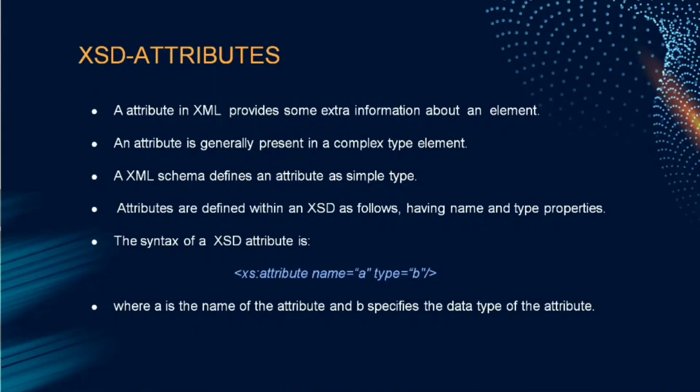An attribute is generally present in a complex type element. As we have seen, a complex type element is an element which defines more simple type elements within it. So an attribute is generally defined for a complex type element. Attributes are defined within an XML schema having two properties, name and type. Here the name means the name of that particular attribute in the XML document and the type is nothing but the data type of that particular attribute. The syntax for an XML schema attribute is as shown.